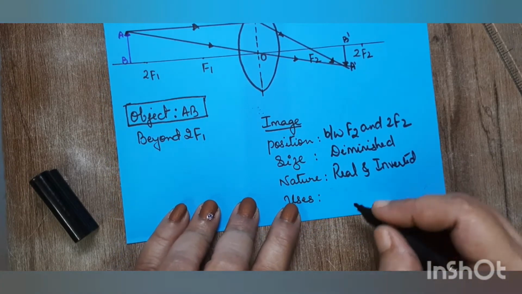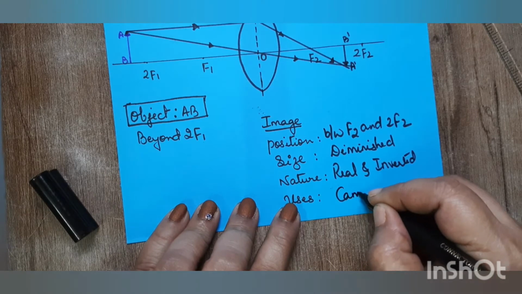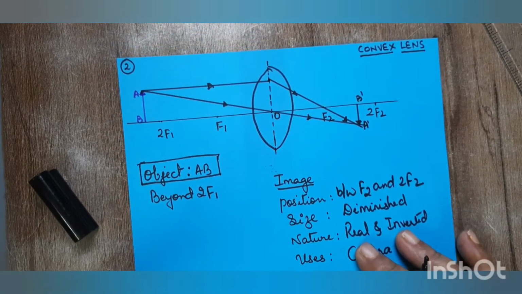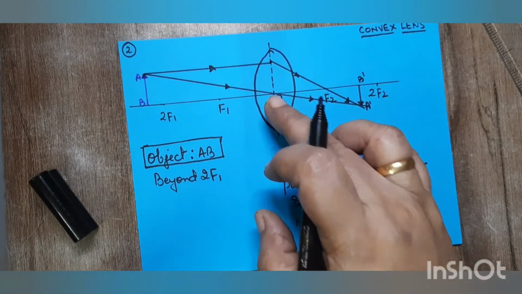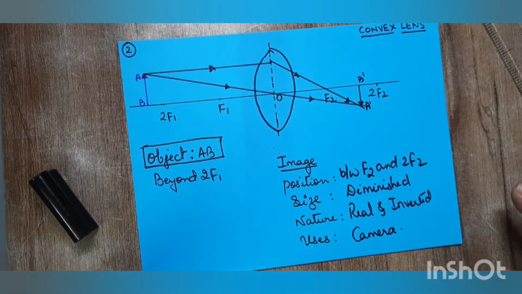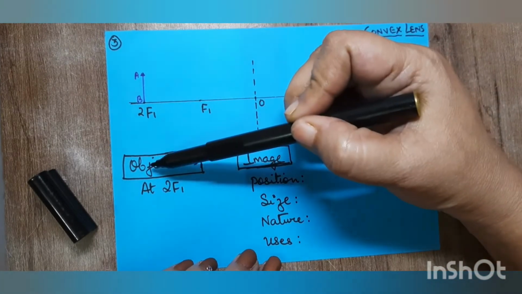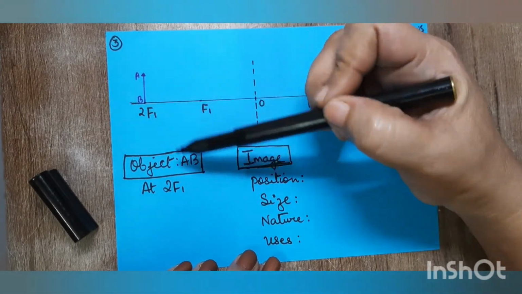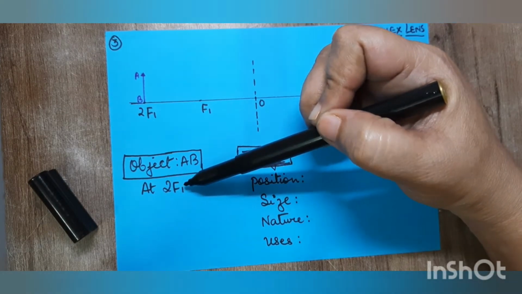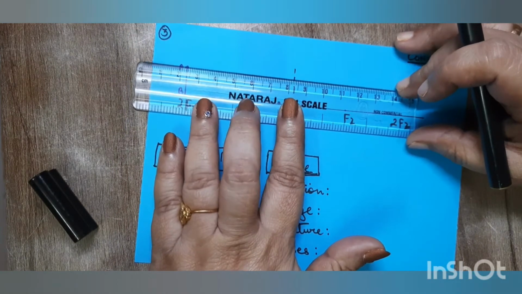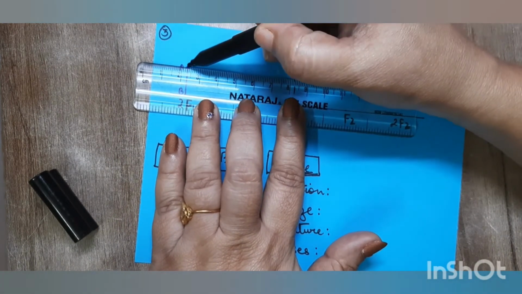In this position it is used in cameras. Okay, just check out once again. Only these two rules we are using. Moving on with the next position. Here object AB, just named as AB, at 2F1. So again same thing. You might have noticed I am drawing the lens afterwards.